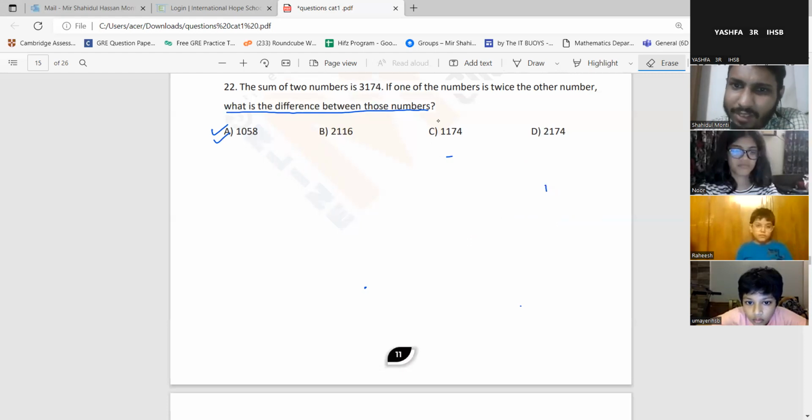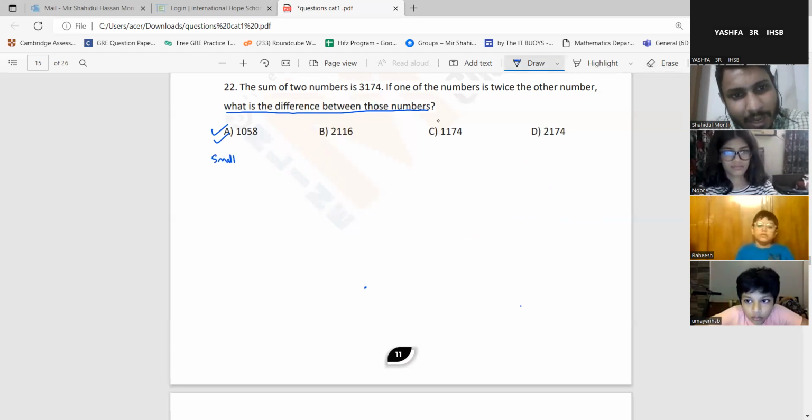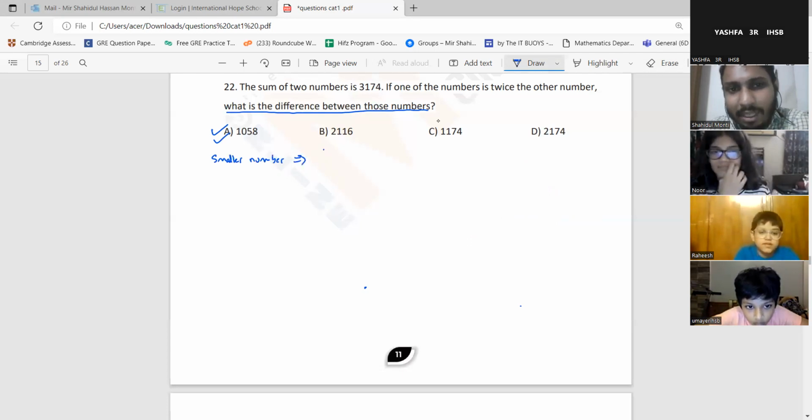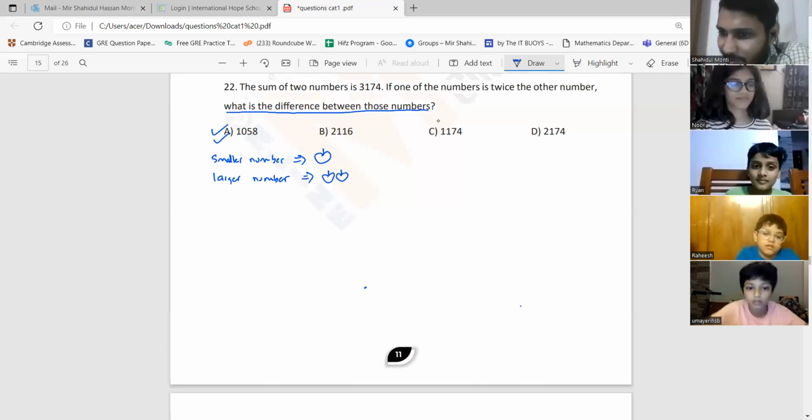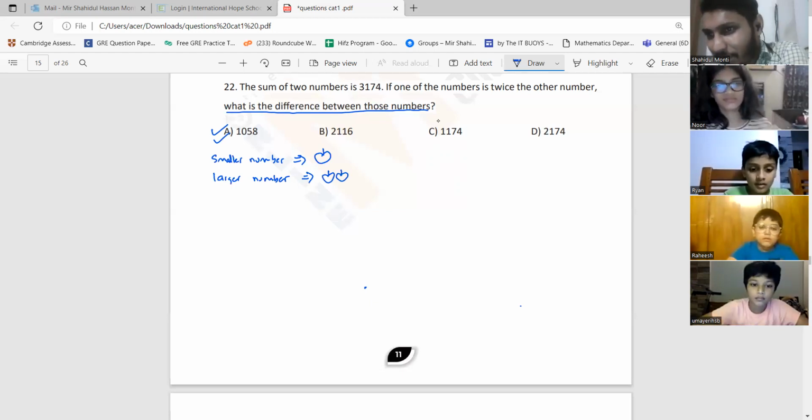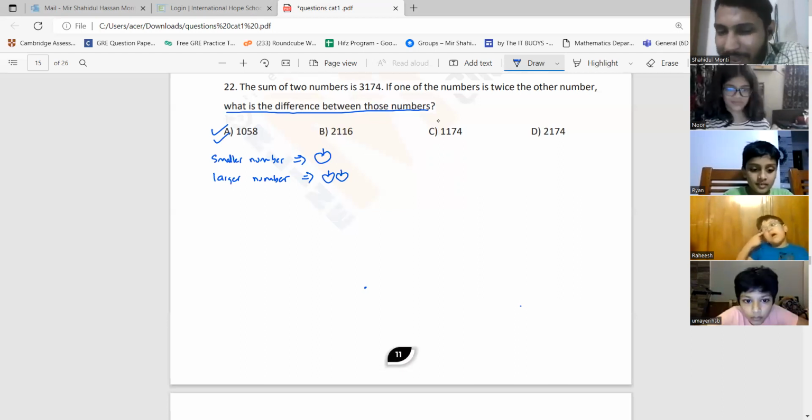Okay, the question says one of the numbers is twice the other number. So can I say the smaller number is equal to an apple? Let's say the smaller number is equal to 1 apple. Can we say that, sir? No problem. What is the larger number? Umair, you tell me what is the larger number. The larger number will be equal to 2 apples. Am I right? Because the question says one of the numbers is twice the other number. So if the first number is 1 apple, the larger number is 2 apples. Can you follow me here?